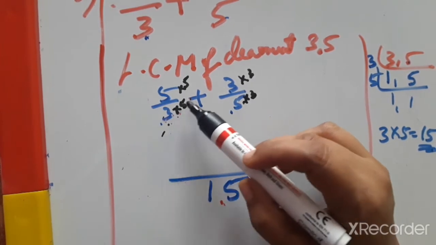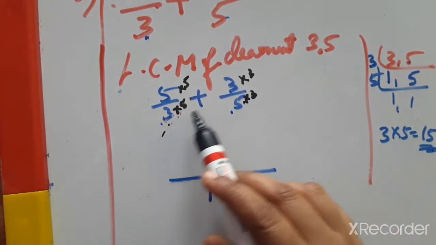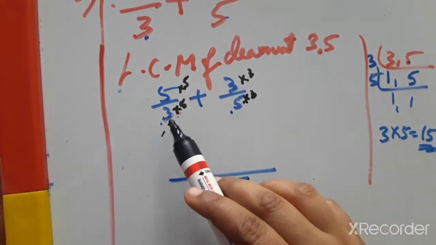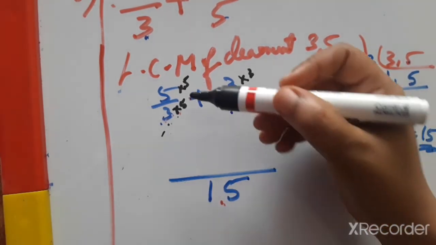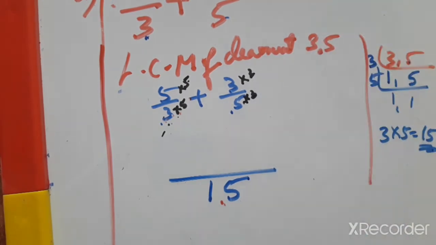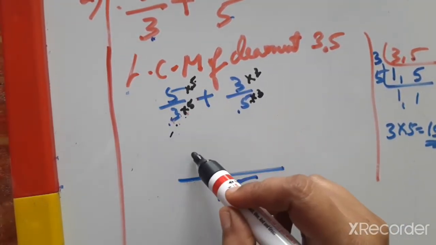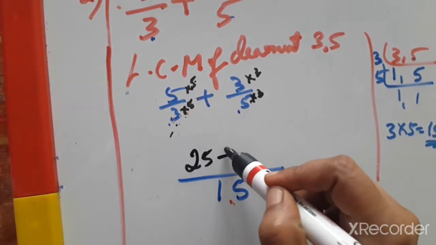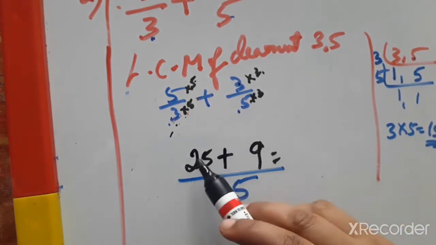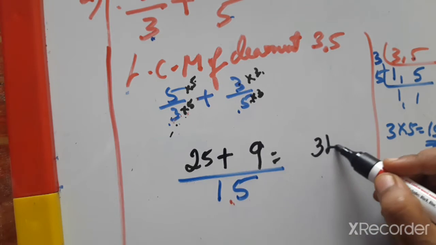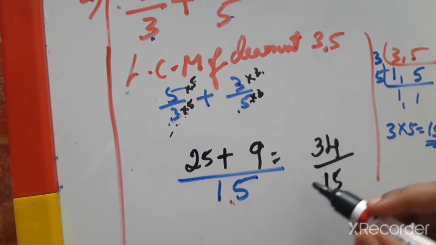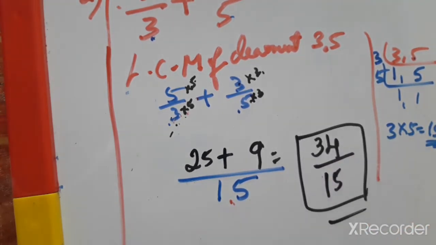So 3 5s are 15, 5 3s are 15. Instead of writing 15 twice, here I have written 15 one time. 5 3s are 15, so the same 3 we multiply into the numerator place. Now 5 5s are 25, the symbol is plus, and 3 3s are 9. Now 25 plus 9 is 34 by 15. Can we simplify it? Any tables? No. So the answer is 34 by 15.